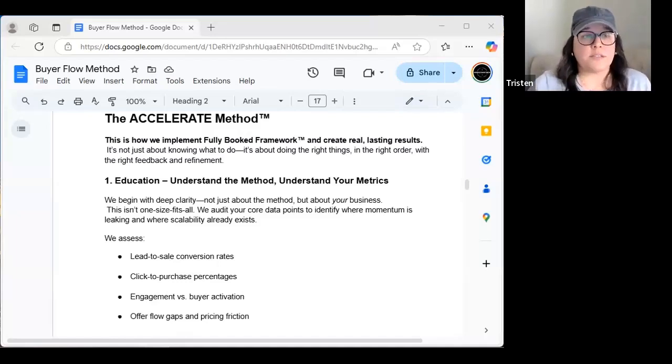So this is a 6-step process. The first step is education. Understanding the method, understanding your metrics. We start by making sure that you understand the process, but more importantly, that we understand your business. So it's not one size fits all. We have to educate ourselves about what's going on in our business. We have to look at offers, messaging, data. We have to assess your lead to sale conversion rates, your click-to-purchase percentages, your audience engagement versus activation, offer flow gaps, pricing bottlenecks, sales page conversions. So we know exactly where you're leaking leads or losing conversions or leaving money on the table.